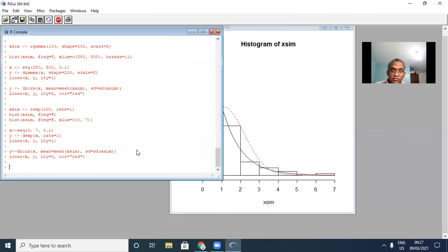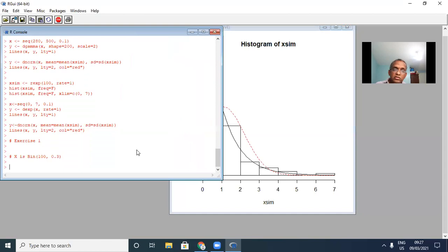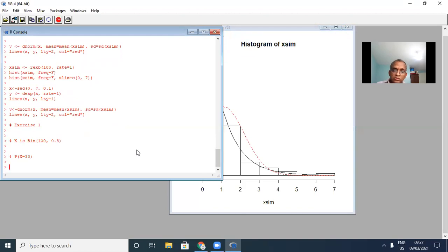Sure. All right. Okay. So let me start with exercise 1. Here you have x is a binomial distribution with parameters 100 and 0.3. So the size parameter is 100 and the probability parameter is 0.3. And we want to compute the probability that x is equal to 33. Now to do this, you will use the command dbinom at 33, the size parameter is 100 and the probability parameter is 0.3. That's easy, right?